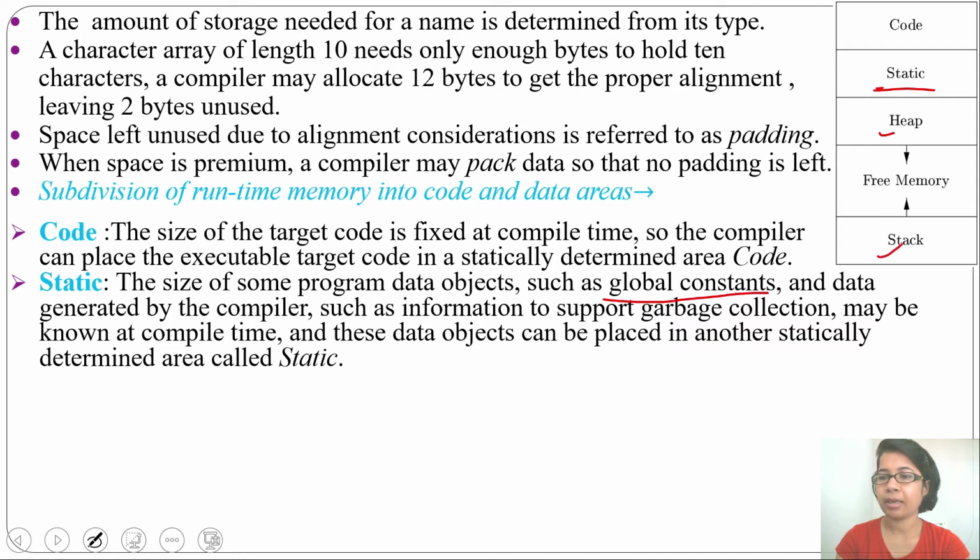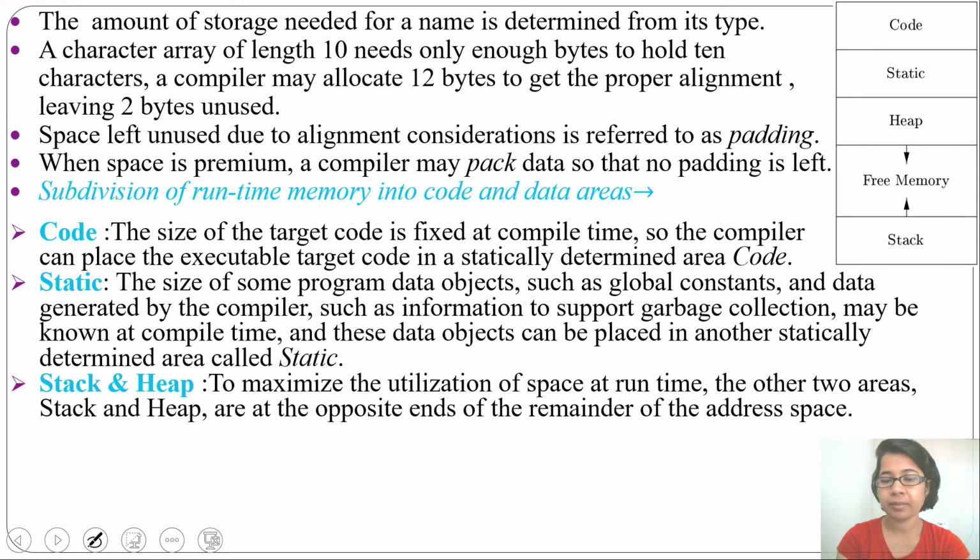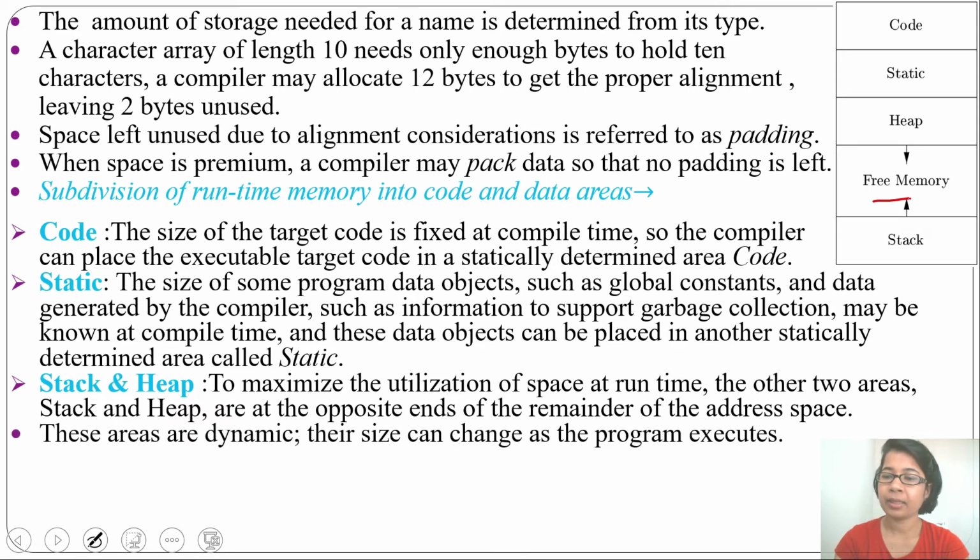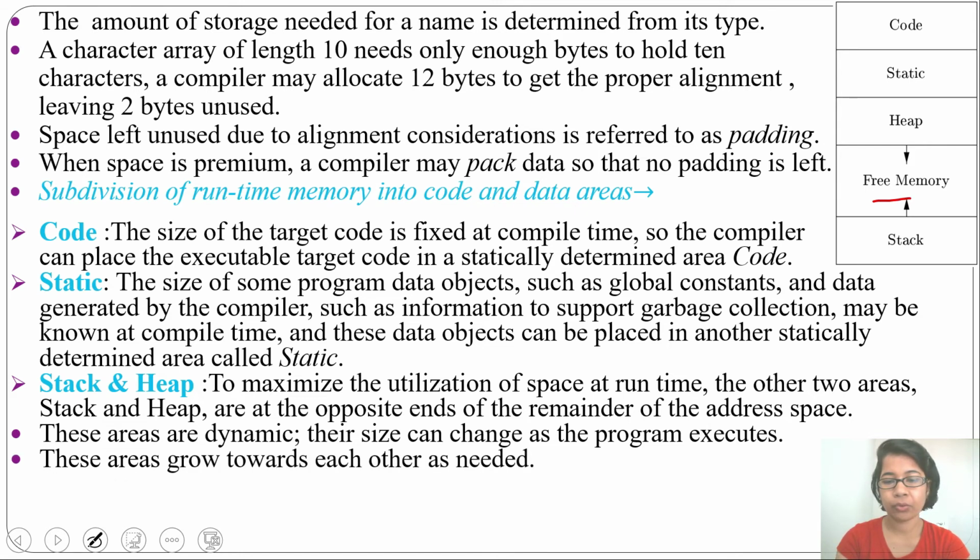These two are dynamic allocation. Static and code are during compile time, while heap and stack are during runtime. To maximize the utilization of space at runtime, the other two areas are called stack and heap. There is some free memory and they grow opposite to each other. They are dynamic, their size can change during the execution, and these areas grow toward each other. You can see the arrow mark, these areas grow toward each other.